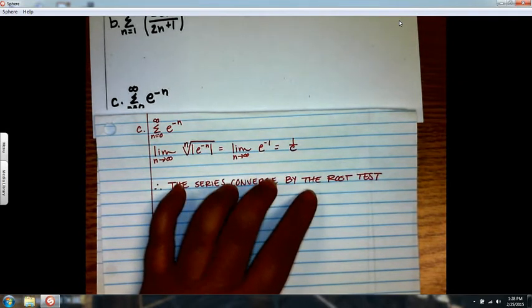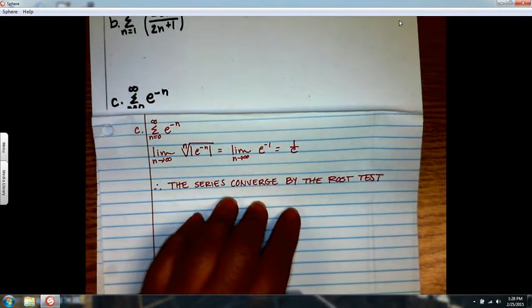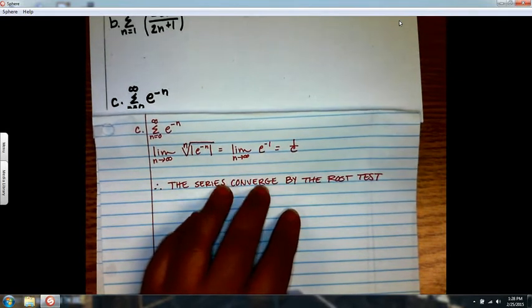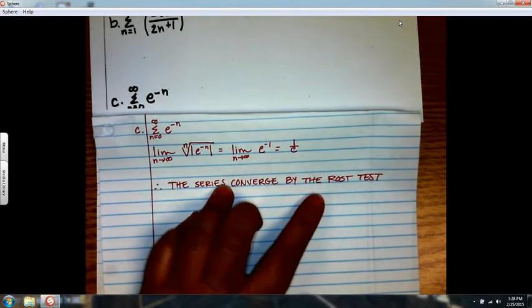That's 1 over e. 1 over e is less than 1. Therefore, it converges, actually absolutely, by the root test.